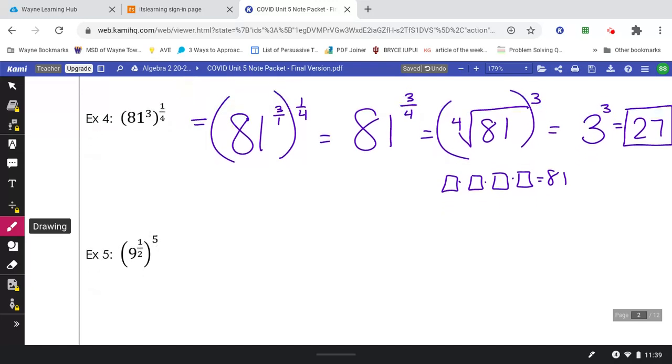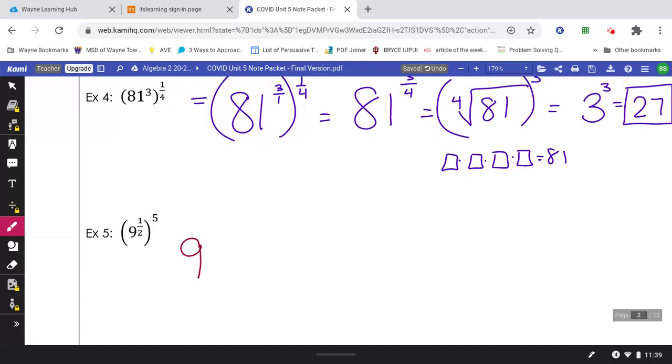Our last problem for today. I'm going to again start by writing 1/2, and then I'm going to write 5 as 5 over 1. And I'm just going to need to multiply that together. So numerators, 1 times 5 is 5. Denominators, 2 times 1 is 2. And then from there, you can write it as a root, 5 and 2.